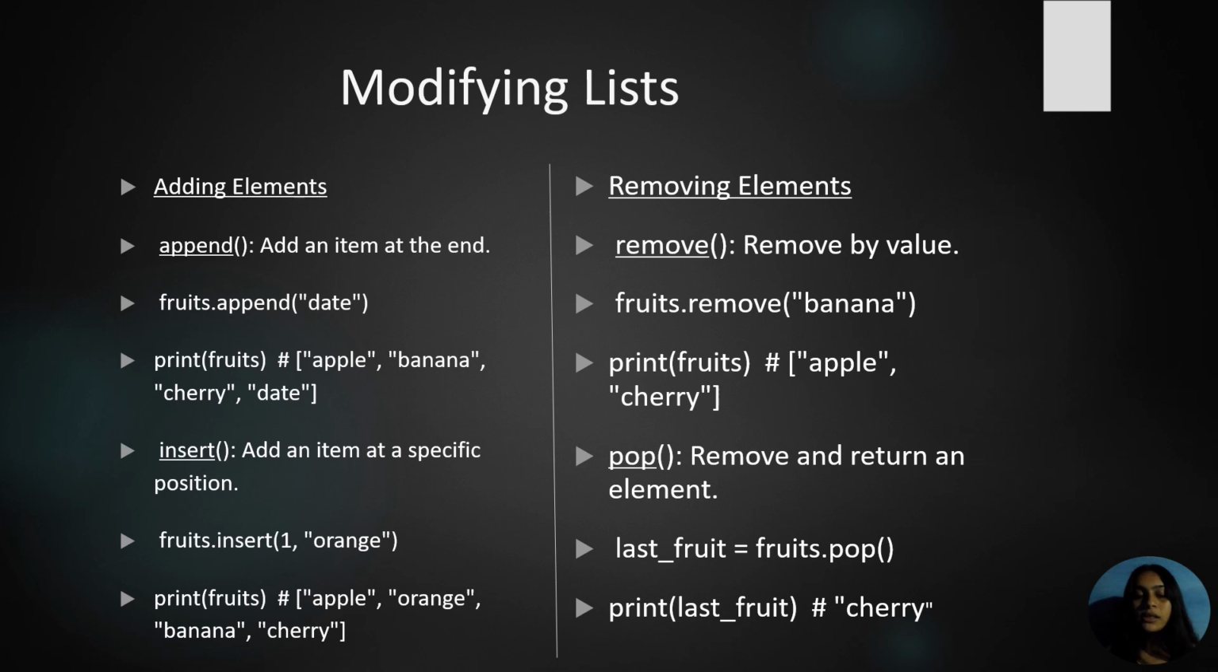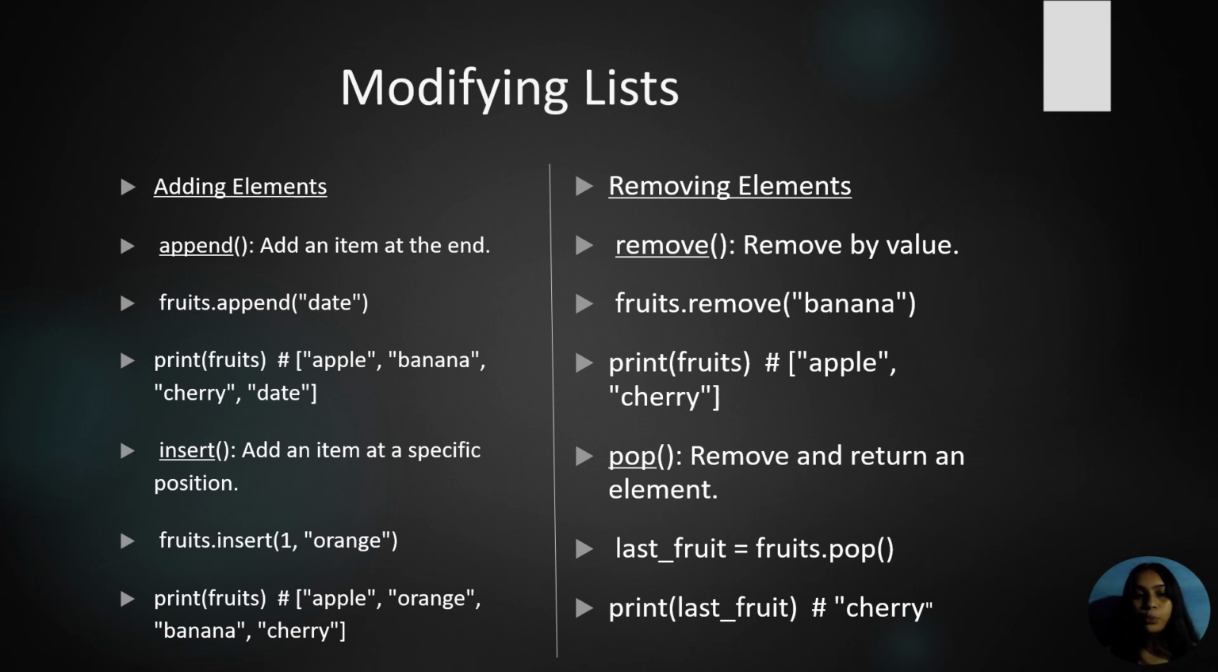Next we have modifying the list. We can modify a list in different ways. First, we can add elements. To add elements, we have the append function. You can add an item at the end. Here we'll take the fruits example: fruits.append date. For the fruits list we have taken before, we are going to append another fruit, date. You have used the append function and entered the element which you want to add to the list. As we type print fruits, the element will be appended.